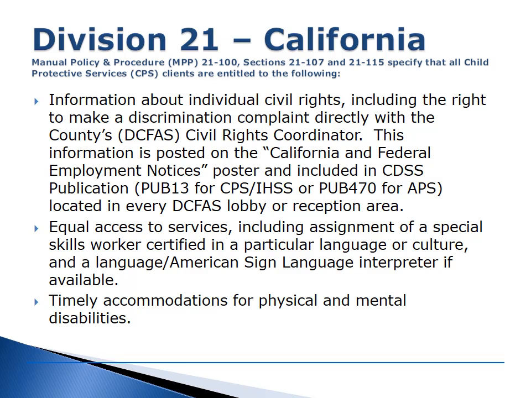Equal access to services, including assignment of a special skills worker certified in a particular language or culture, and a language or an American Sign Language interpreter, if available. Timely accommodations for physical and mental disabilities. This applies to Child Protective Services and Senior and Adult Services as they are administered by the California Department of Social Services.